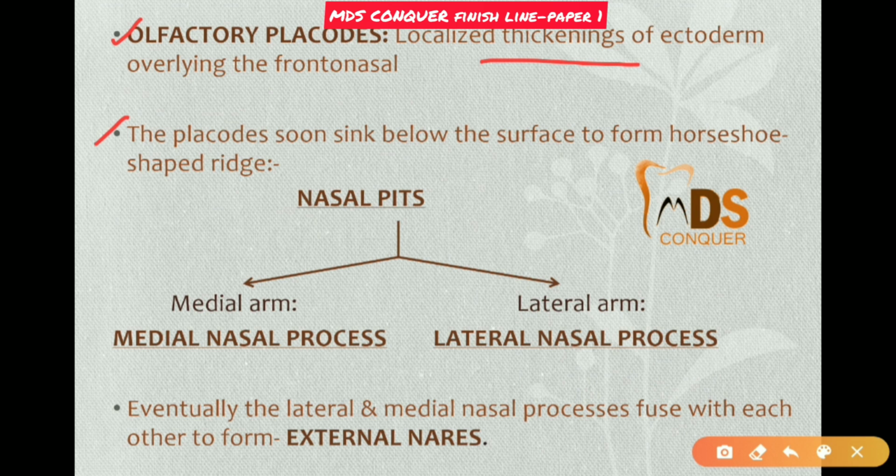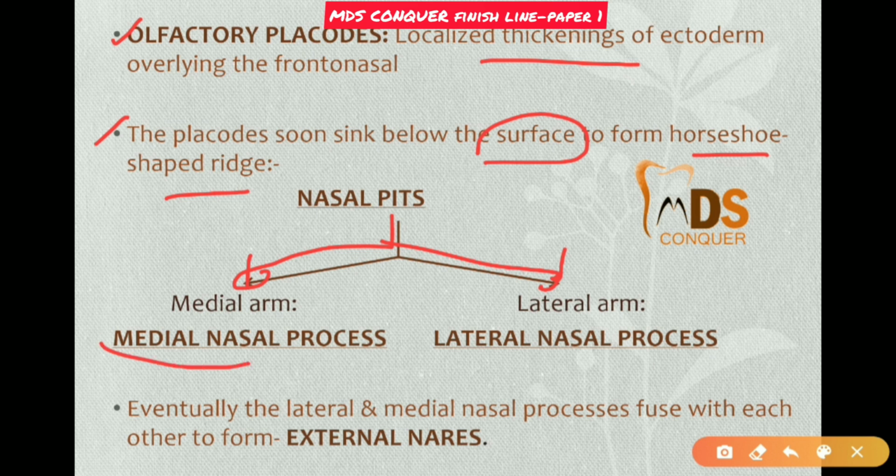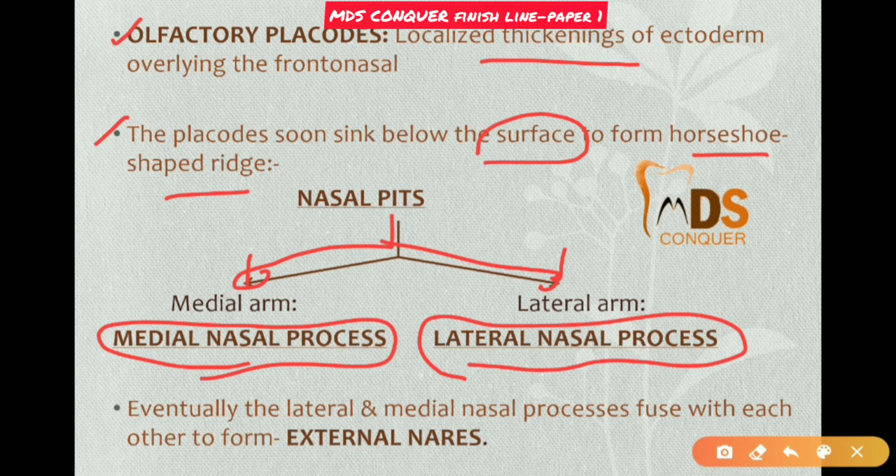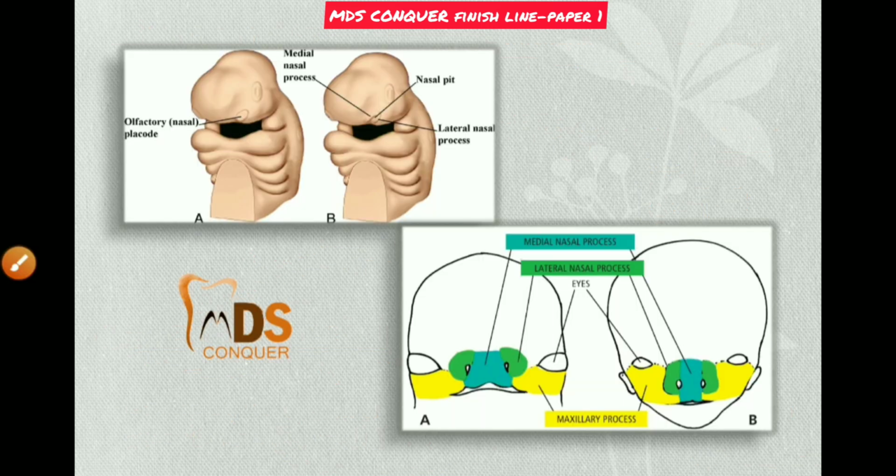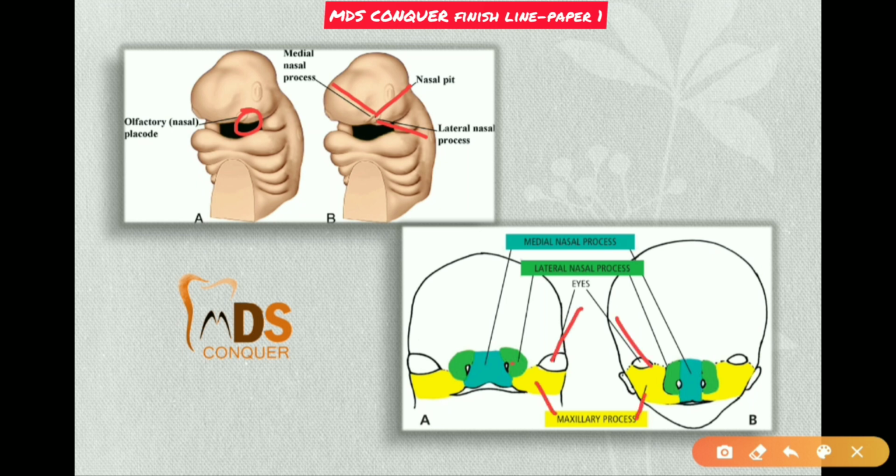These placodes sink below the surface to form a horseshoe shaped ridge. Then these nasal pits have two arms, the medial arm and the lateral arm. The medial arm is the medial nasal process, whereas the lateral arm forms the lateral nasal process. Both the lateral and medial nasal processes fuse with each other and form the external nares. So you can see here the nasal placode, the lateral nasal process, the nasal pit, and the medial nasal process. This is a line diagram where you can see the maxillary process, the eyes, the lateral nasal process, and the medial nasal process.